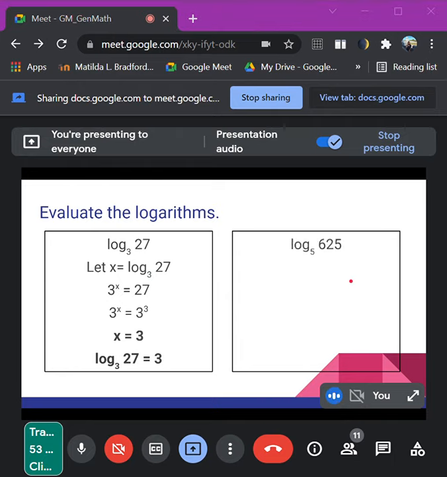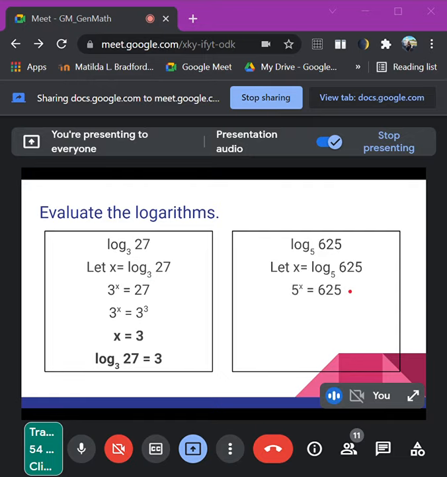You have there the logarithm of 625 with base 5. Sige. On say first step gani, we're going to let x. Okay, we're going to let x is equals to the log of 625 with base 5. Now, what's the next one? Exponential form, teacher. Okay, change na to into exponential form. So, how are we going to change this into exponential form? Five raised to the power of x equals 625.